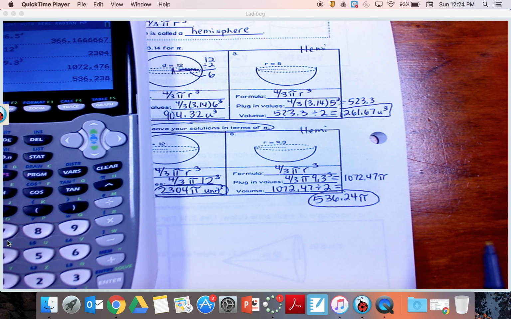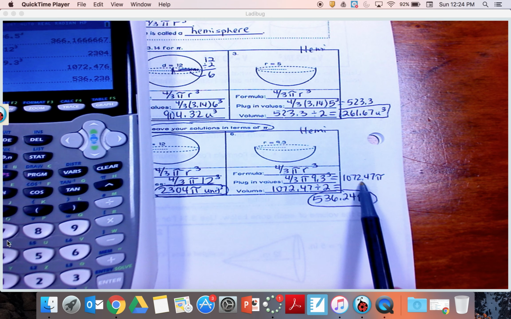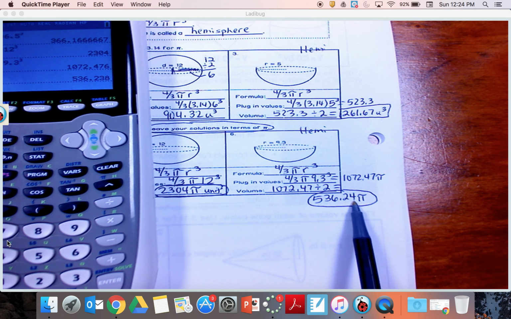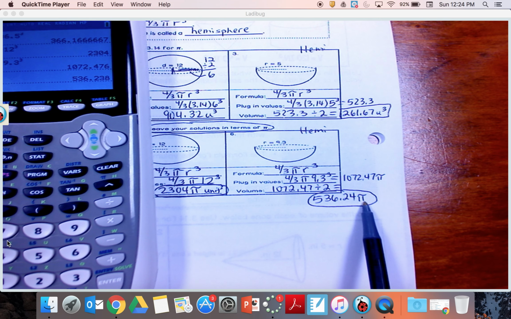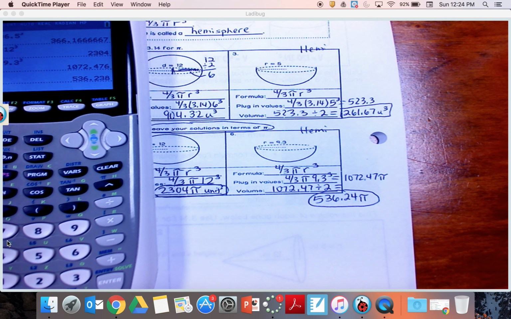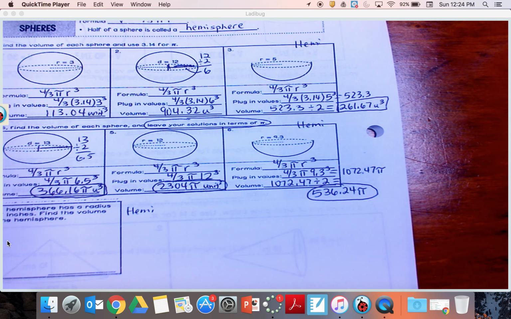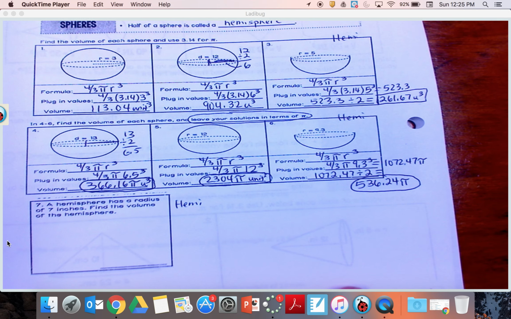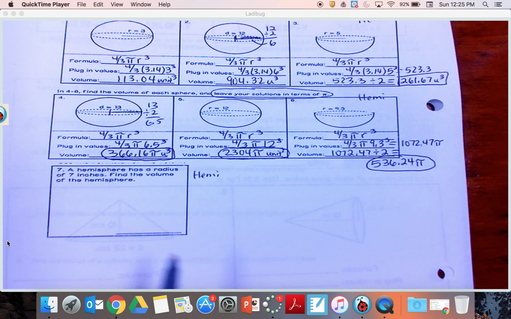So basically what I did there was just treated it as if it was a full sphere, found it in pi terms, divided just this number right here by half, and that's how I got to 536.24, and then I just left it as pi. I'm not dividing the pi by half because then that makes me have to put the pi back in later on or divide by 3.14 again, and I don't want to do that. I'm just dividing what I have by half. Okay? The last one here is just a word problem.